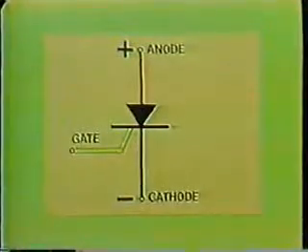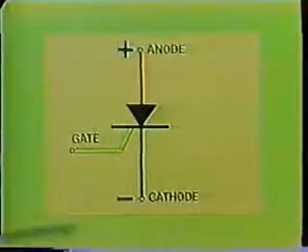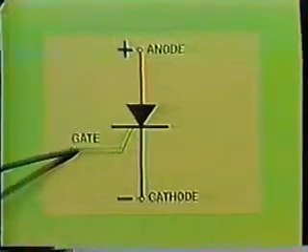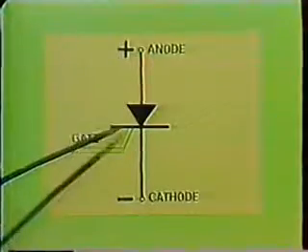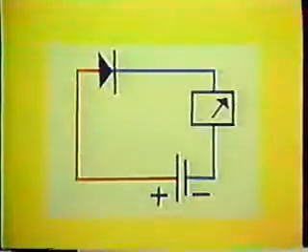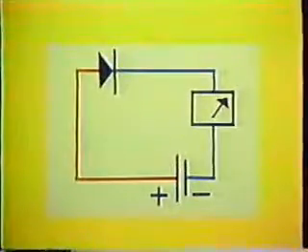This is the symbol for the SCR. It is a diode symbol with the line representing the gate added. The gate line may be shown slanting in from either side.